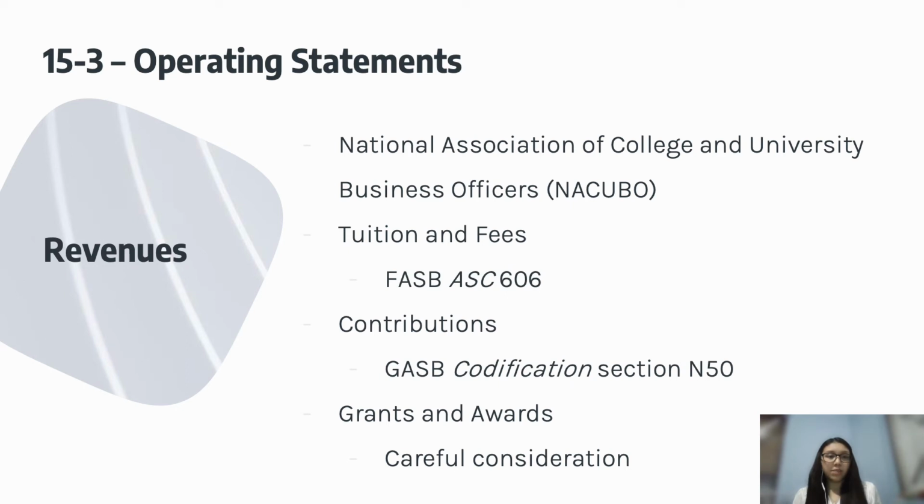Under FASB, they require private institutions to follow FASB ASC 606 when recognizing tuition and fee revenue. On the other hand, tuition waivers received as part of compensation should be recorded as an expense instead of a reduction in the transaction price.